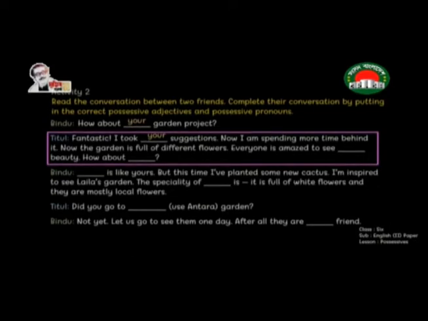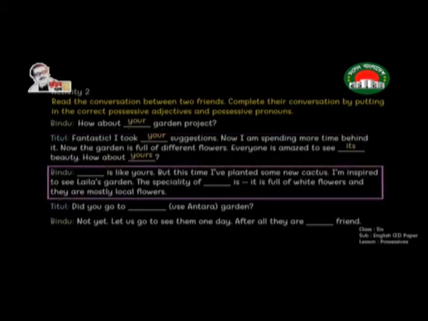Now the garden is full of different flowers. Everyone is amazed to see dash beauty. Whose beauty? The beauty of the garden. Exactly. The answer will be its. How about your garden? So it will be a possessive pronoun. Yes, yours. So we cut the repetition. Your garden. So garden is cut off.